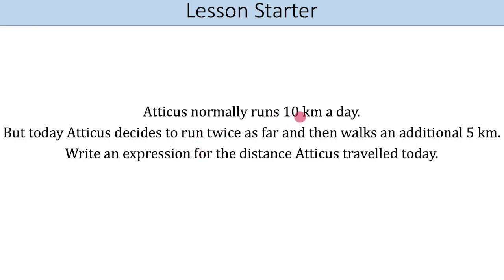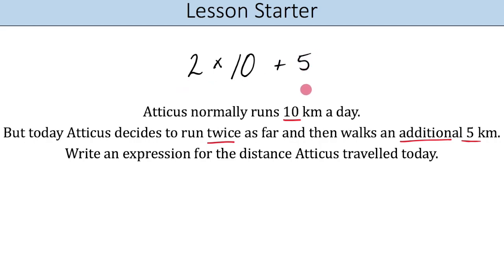So we know that Atticus normally runs 10 kilometers a day, but today Atticus decides to run twice as far and then walks an additional 5 kilometers. Now we need to write an expression for the distance Atticus traveled today. So let's write down that we know that he normally runs 10 kilometers. So I'm going to write 10 down. But today he decides to run twice as far. So I'm going to times that by 2. So that's 20. And then we also know that he walks an additional 5 kilometers. So I want to add 5 to that 20. So I'm going to write plus 5.